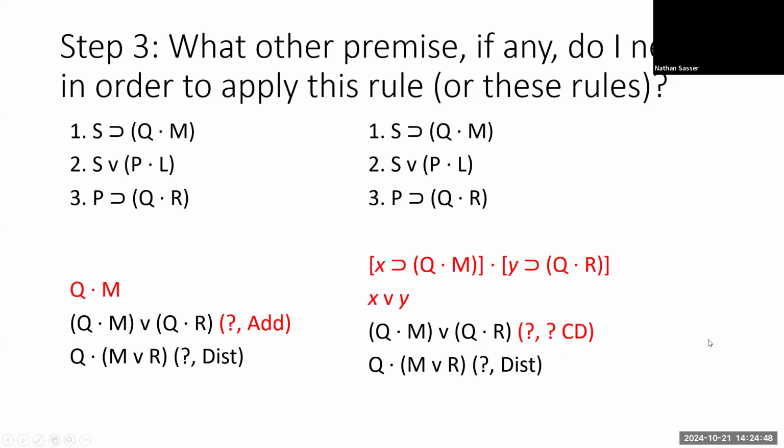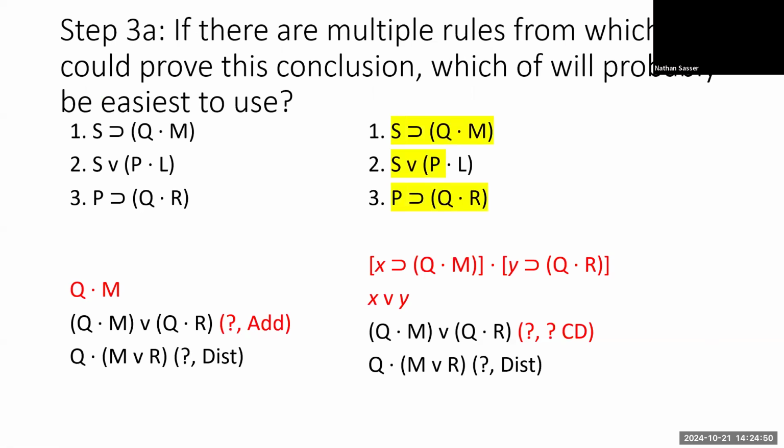So here's the question. If there's multiple rules from which I could prove this conclusion, which do you think is probably going to be the easiest to use? Now, I know a lot of you probably think addition is always the easiest thing to use. But in this case, it's not obvious to me that it is, because if I need to get Q and M, how am I going to get that? Well, I could get it out of premise 1. By modus ponens? Okay, to do modus ponens, then I'm going to need S. How am I going to get S? Well, I'm going to get S out of premise 2. How? I have no idea. So that's actually not an obvious route to me.